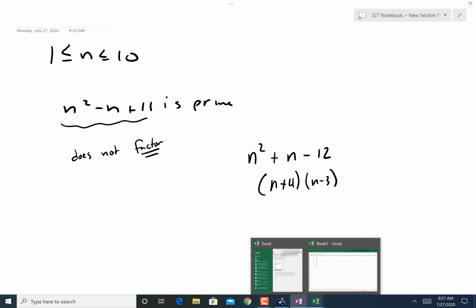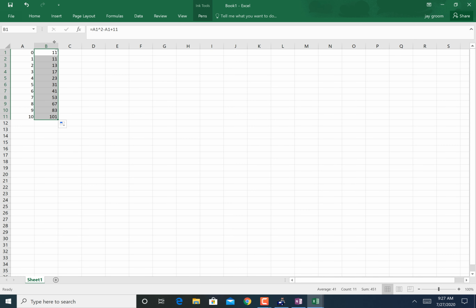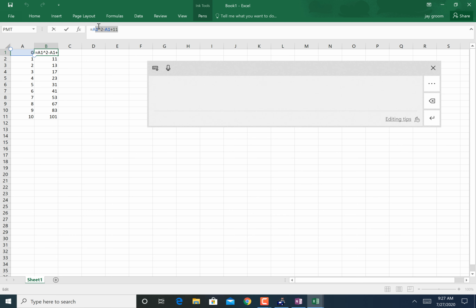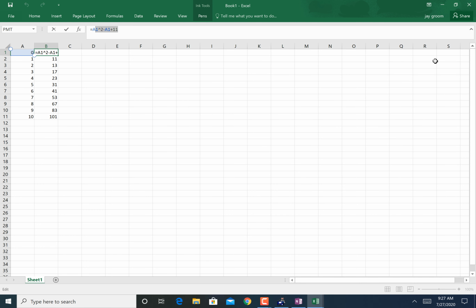And interestingly enough, what you would find is on this one, I'm just going to go ahead and change the function if that's okay with you. Yeah, cool. So n squared plus n minus 12. Kaboom.